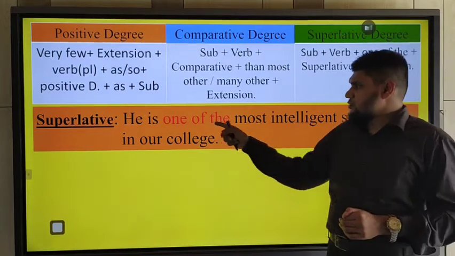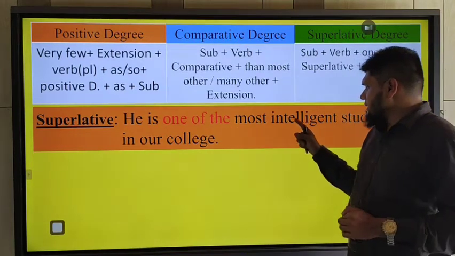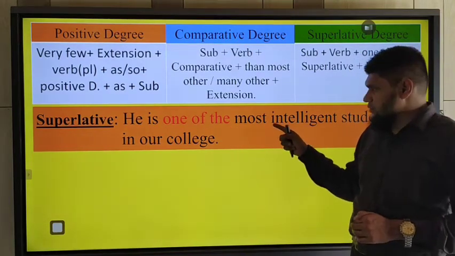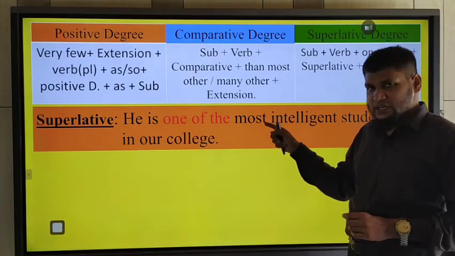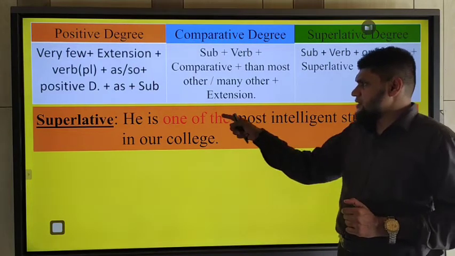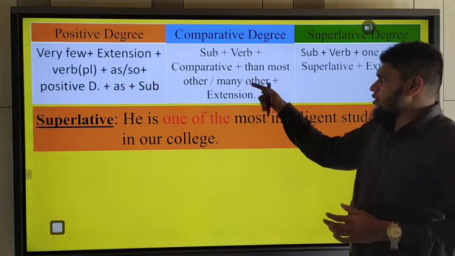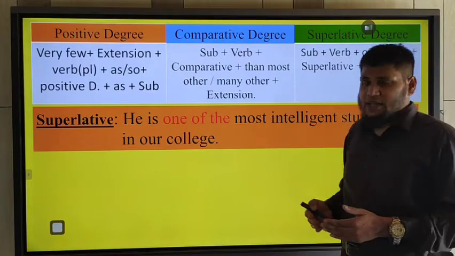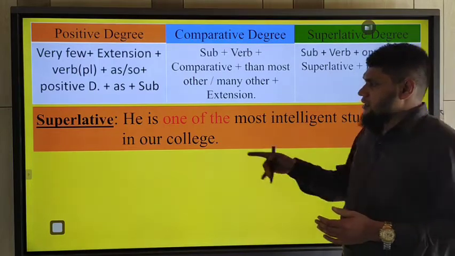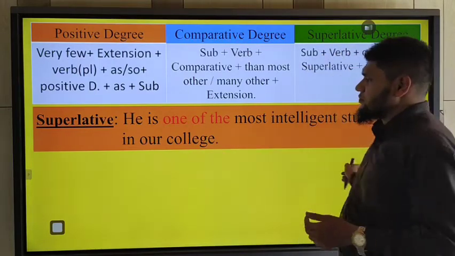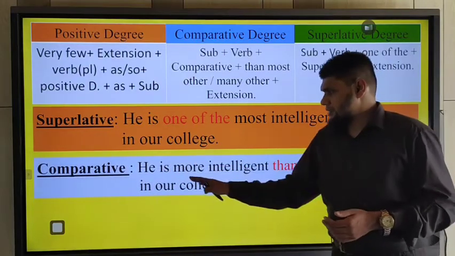So "one of the" is used before the superlative degree. Intelligent, more intelligent, most intelligent. Most intelligent, the "most" is the superlative form. So before the superlative degree there is "one of the". So you should use "then most other" or "many other" after the comparative degree. So like that, you should use at first subject and verb. Subject and verb. He is.